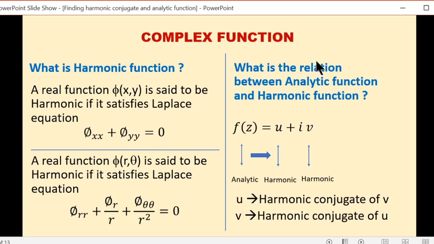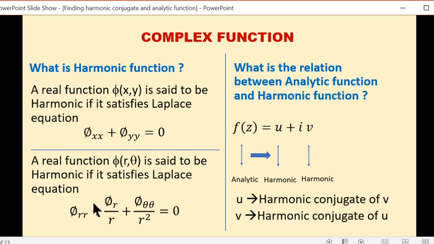The relation between analytic function and harmonic function, right? Now, analytic function is defined for a complex function. What does analytic function mean? Cauchy-Riemann equations should be satisfied and all the partial derivatives should be continuous. Partial derivatives of what? Of the real and imaginary part of the complex function f of z. So this analytic function is defined for a complex function.